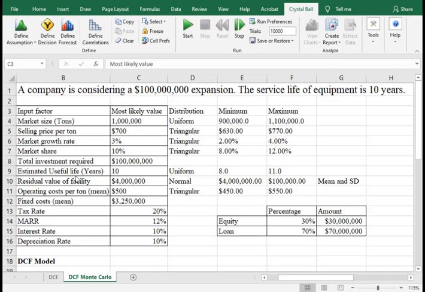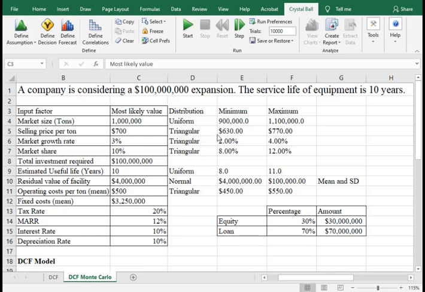The residual value of facility will have most likely value of 4 million and it will vary with the normal distribution which has mean of 4 million and standard deviation of 100,000. The last uncertain input is operating cost per ton, which has most likely value of $500 and it follows the triangular distribution with the minimum value of $450 and maximum value of $550. Other all input parameters are kept constant for this analysis. Now let's move forward with the setup of Monte Carlo method.